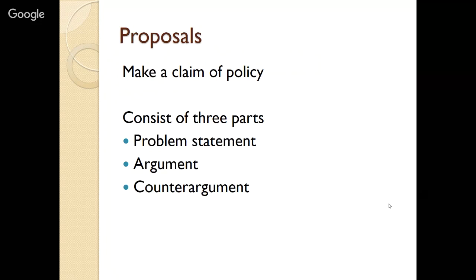It looks at a situation and says, here's the situation, here's what's going on, and this situation is bad and needs to change. And then it introduces that new element of making a suggestion for what change needs to occur or needs to be brought about. So a proposal consists of three main parts, which are the problem statement, the argument, and the counter argument. So let's look at each of these.